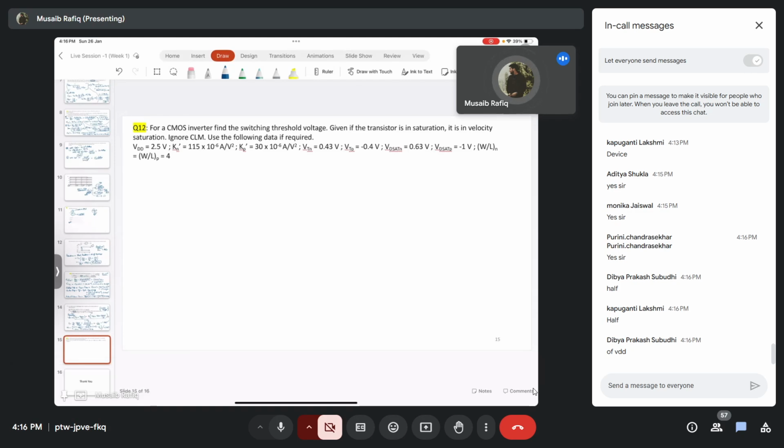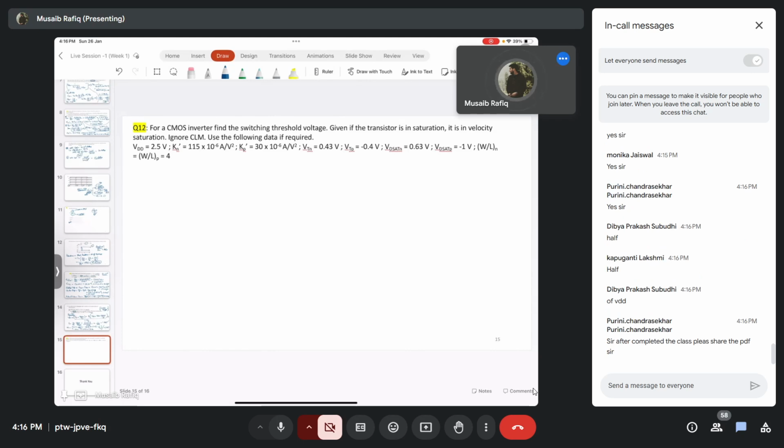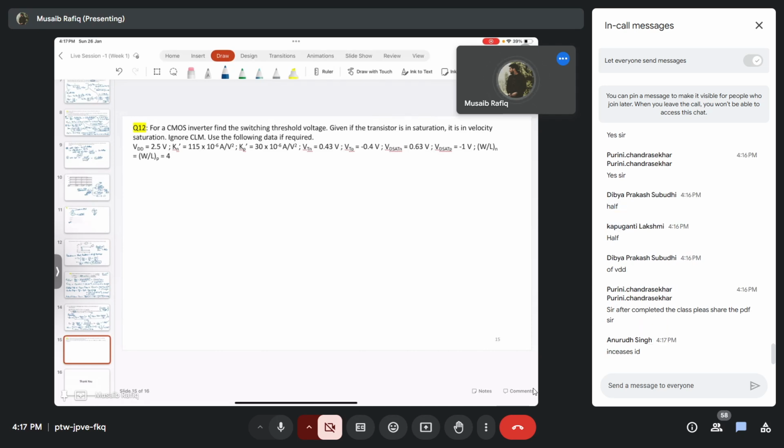By the way, I think at the start of the lecture we discussed this CLM, channel length modulation. What does channel length modulation do? How does it impact my characteristics? You can always type in the chat box. How does CLM affect my characteristics? How does it impact ID? With VD it increases, but how? But why? If you are aware of that, good.